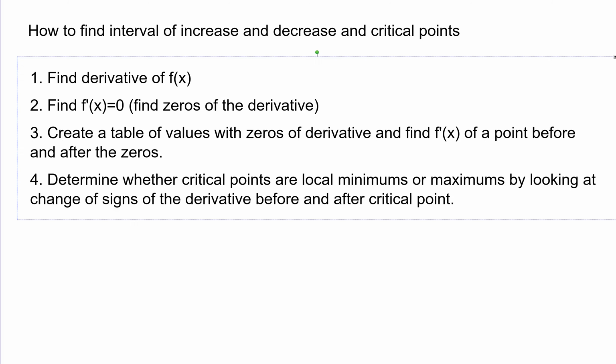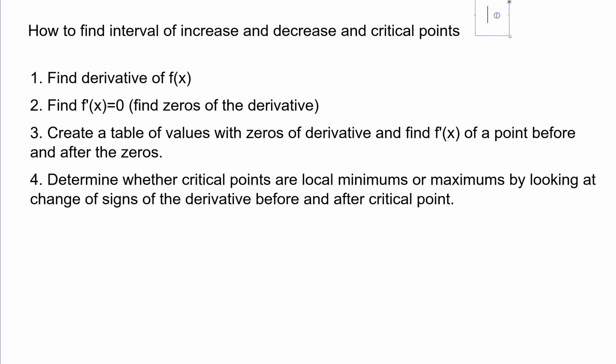So now we're going to tackle a problem. Let's look at the steps to take to solve a problem that asks us to determine the intervals of increase and decrease and the critical points. The first thing you want to do is find the derivative of f of x. The second thing you want to do is solve f prime of x equals 0. So you find the zeros of the derivative. These points become the critical points of our original function f of x.